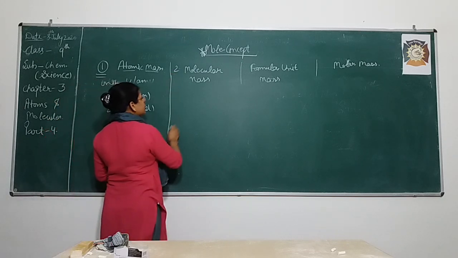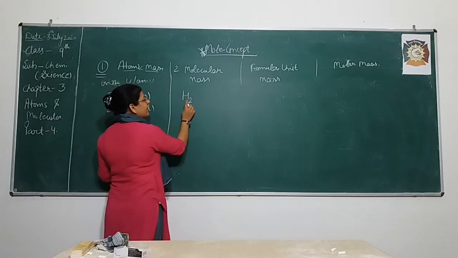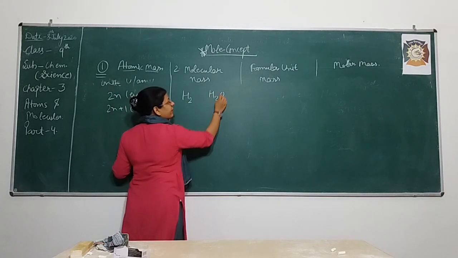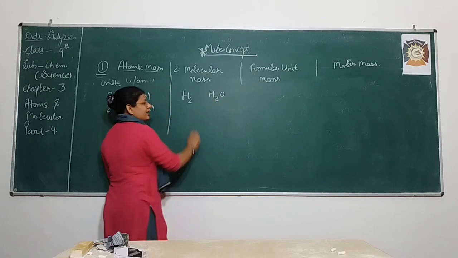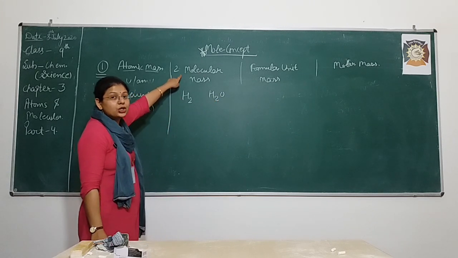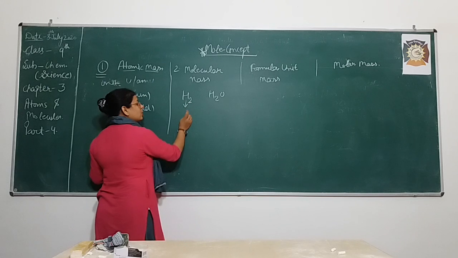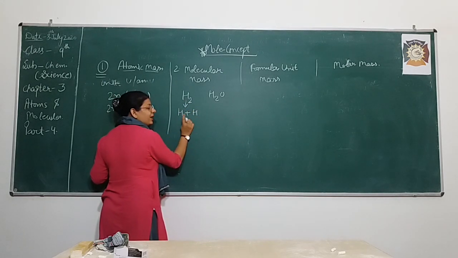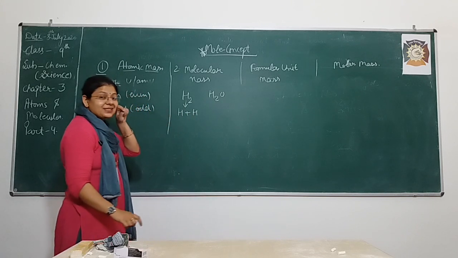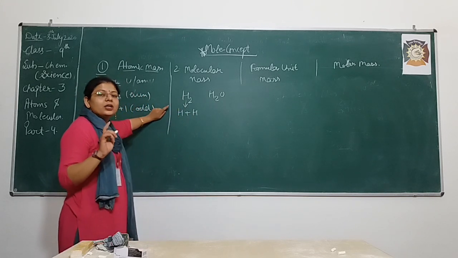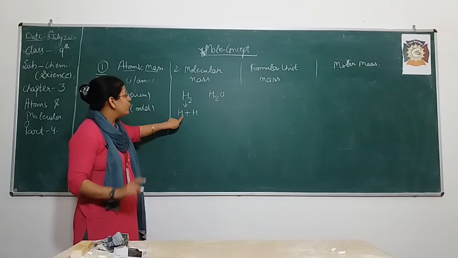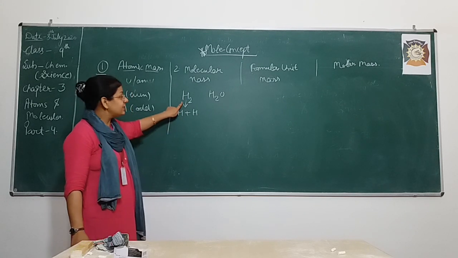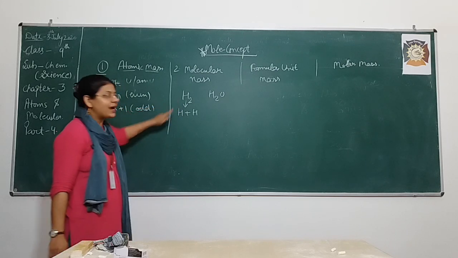The next is molecular mass. When two or more atoms of the same or different elements combine, leading to the formation of a molecule, the mass of the molecule is found by adding the atomic weights of the different atoms present in that molecule. The only thing you have to do is add the atomic weights of the respective atoms present in that molecule.